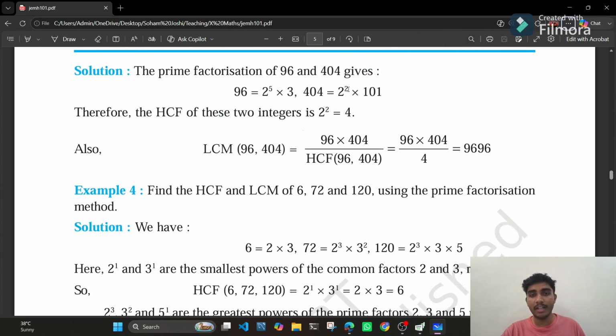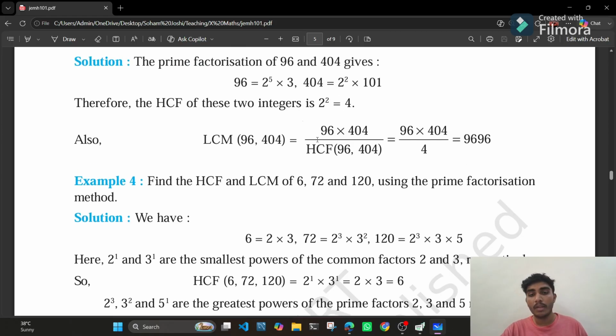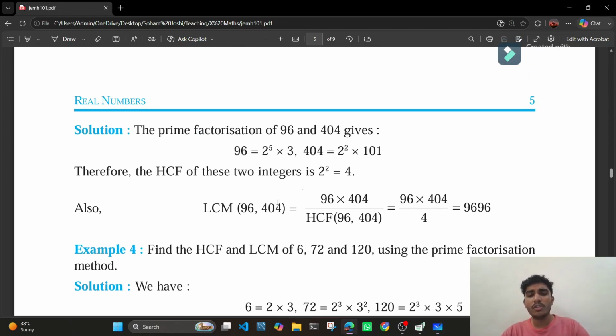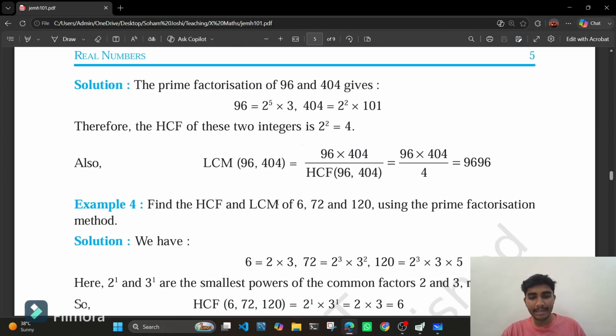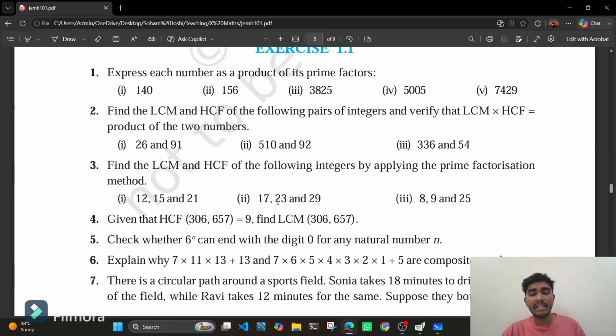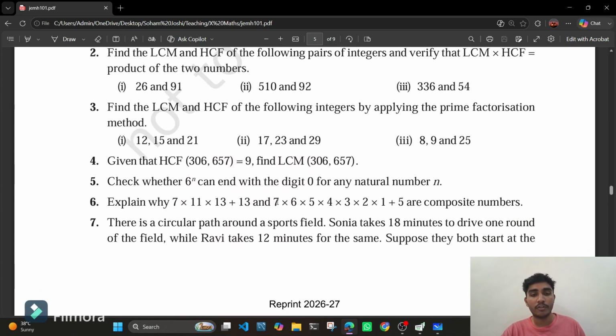So HCF is again the prime factor that is common, and the power should be as less as possible. So 2 is common in both of these numbers, and the least power of 2 is 2 to the power 2. That is why HCF is 4. And for LCM, we also have a formula that can be used. You may refer to the textbook to find out this formula.